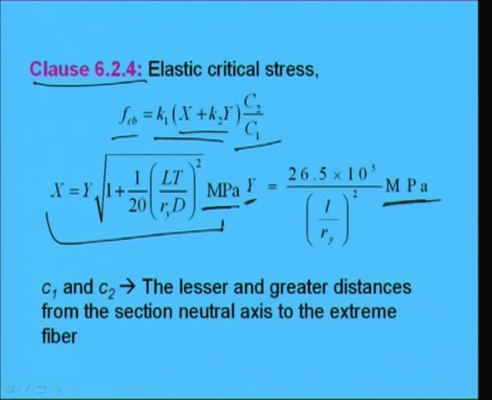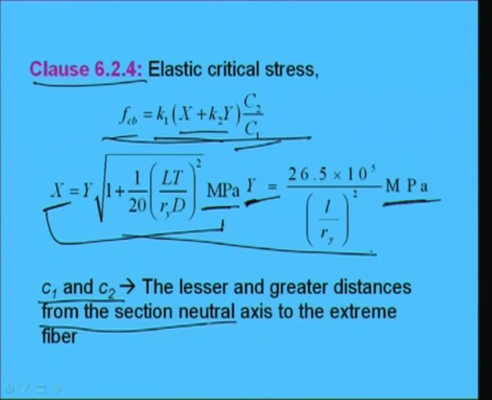So, the values of x and y are expressed in this equation, through which we have to find them and put in this value. Now, C1 and C2 have been given, that is, the lesser and greater distance from the section neutral axis to the extreme fiber, because for unequal cases, this type of thing arises when the built-up section is provided.